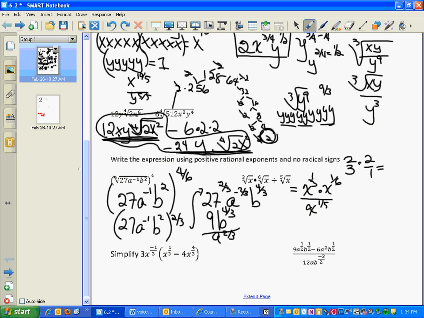Are the bases all the same? They're all what? X. So what am I going to do with my exponents now? I'm going to add which ones? 1/3 plus, and then what am I going to do with the 1/5? Minus the 1/5. So you can do that on your calculator. Because our rules say if they're in the numerator, we add our exponents, and if they're in the denominator, we're going to subtract that exponent.